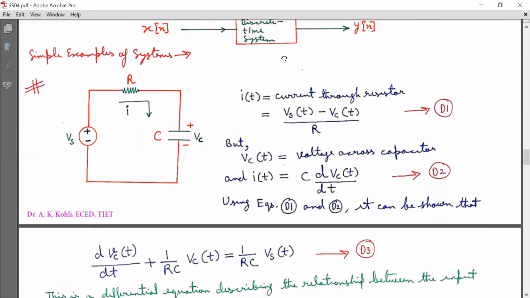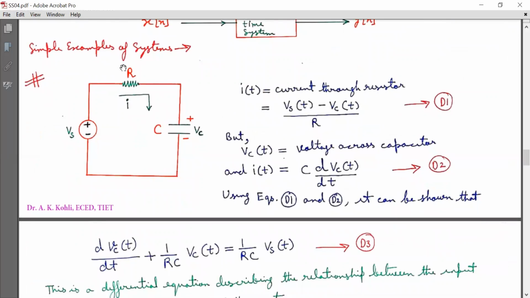Now, the simple examples of systems. Look at this electrical circuit. This is the voltage source, this is the resistance, this is the current I, this is the capacitor C, and the voltage across the capacitor is Vc. Here the input voltage source is Vs. So I(t) is the current through the resistor, and this is equal to (Vs(t) minus Vc(t)) over R. Mark here the equation D1.